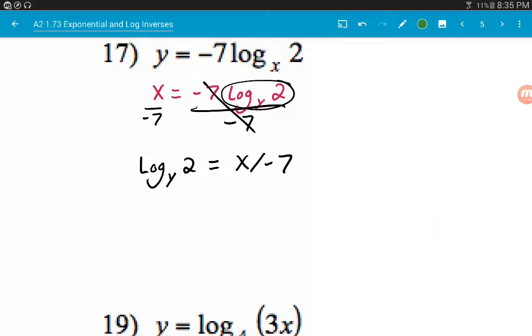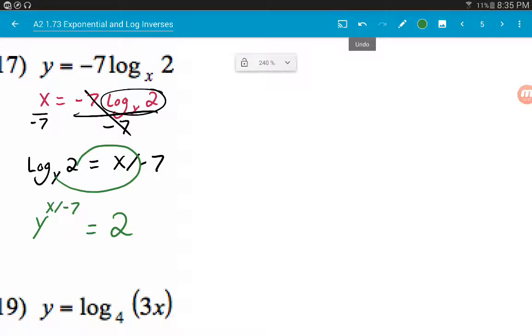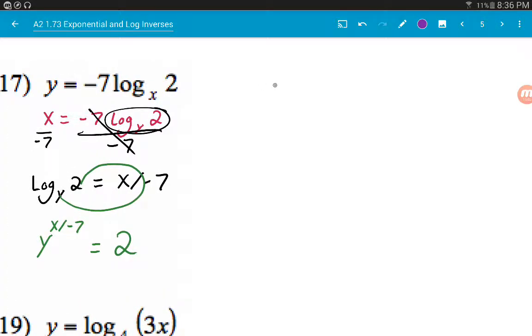Now I swoop to get these into the exponential form. y raised to the x divided by negative 7 is equal to 2. Now this is interesting because the x and the y are right next to each other. So let me rewrite this. I want to have a little more space to take a look at this. y raised to the x over negative 7 is equal to 2.